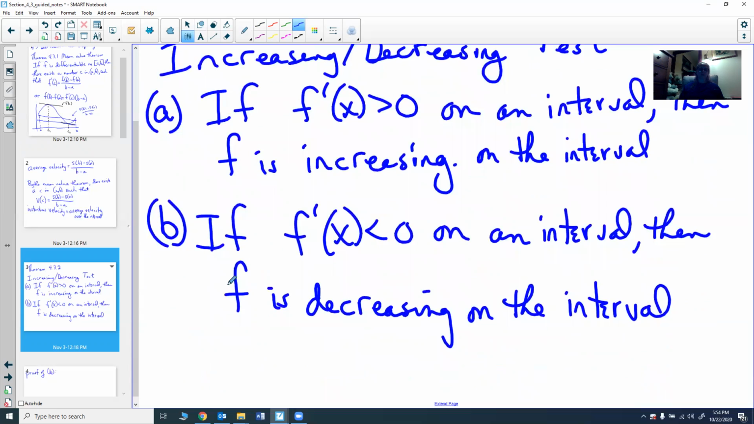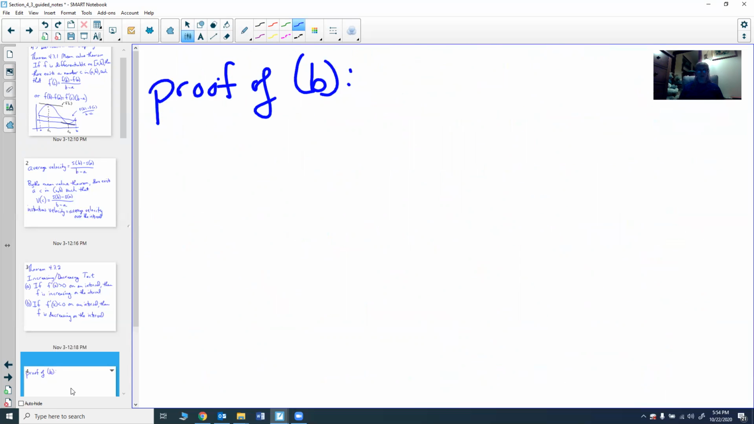What I'd like to do is just prove these to you. I'm not going to prove both because they're very similar. Let's go ahead and prove the decreasing one. You probably don't see a lot of proofs before this, so we're going to do a proof and show you how it works.